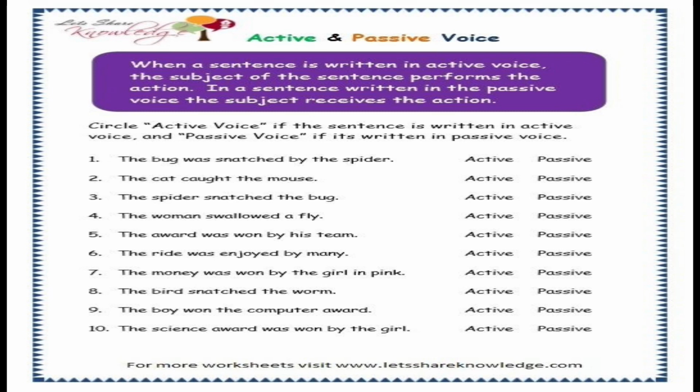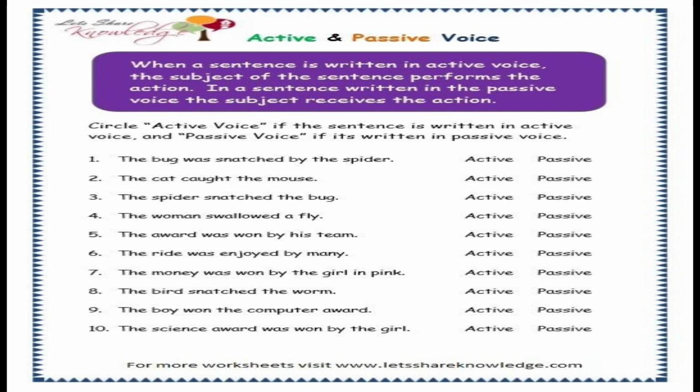Question number 4, the woman swallowed a fly. Active or passive, which sentence? It is active. So circle active. Number 5, the award was won by his team. By, was won by; with also sometimes we use in passive. So question number 5, active or passive? Question 5 is passive, circle passive.